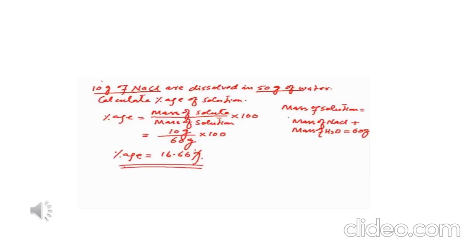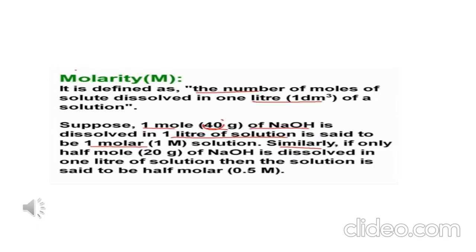Let us take one numerical regarding the mass percentage of the solution. Suppose 10 grams of sodium chloride is dissolved in 50 grams of water. Calculate the mass percentage of the solution. The mass percentage is equal to mass of the solute divided by mass of the solution, multiplied by 100. Here the mass of the solute is 10 and the mass of the solution is 10 plus 50, that is equal to 60. So the mass percentage of the solution is equal to 10 by 60 into 100, which is equal to 16.66 percent.